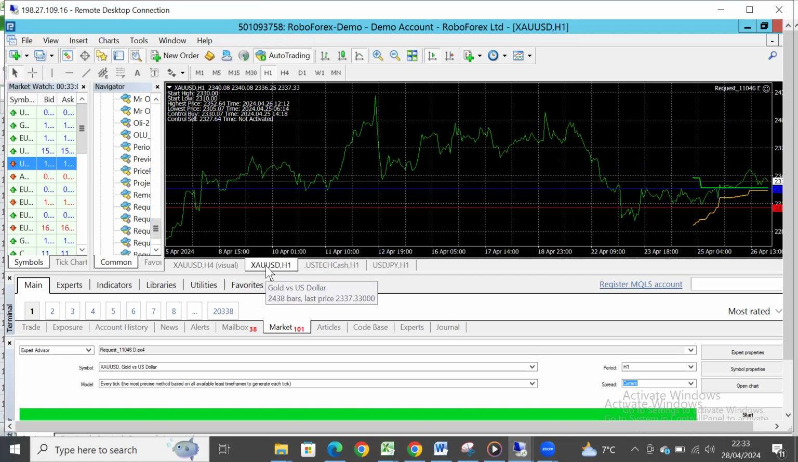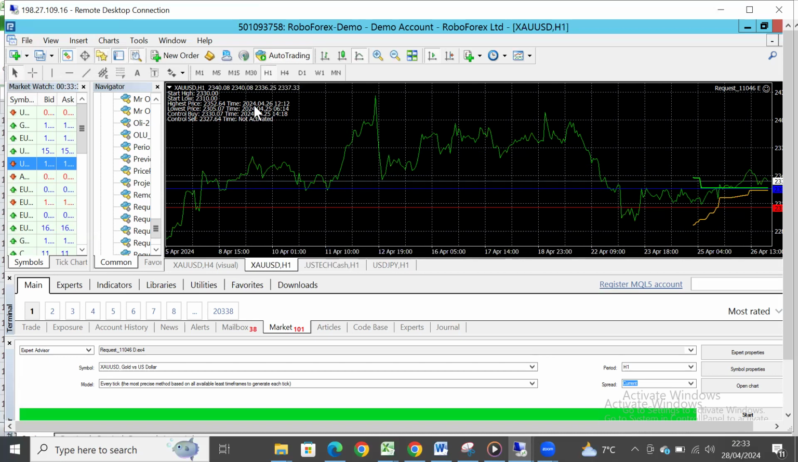So look at this. This is gold. So if it's not activated, it will put there not activated, even though it has a price. So this gold was also installed on the 25th of April, and you can see from the information we have the start high, the start low, the highest price, the lowest price, and the control buy and control sell.